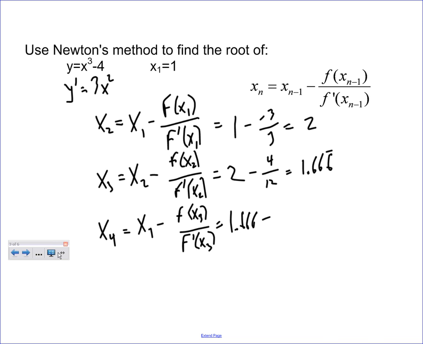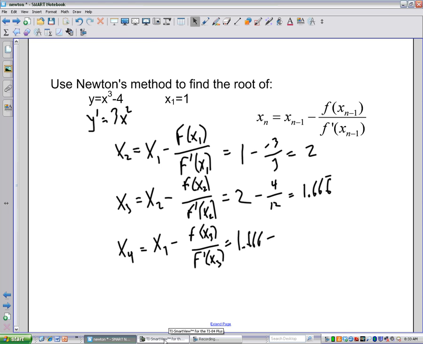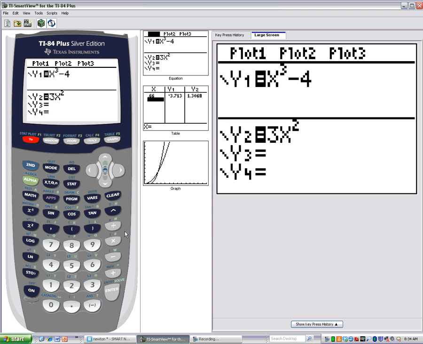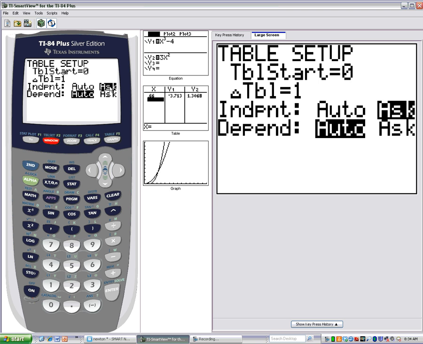I have the calculator loaded up down here. What I did is I put my function in y1, I put the derivative in y2. I set my table up. So I went to table set, and I set it so that my independent variable is on ask. So I have to type in what I want for the independent variable. It eliminates all this table start and changing the table. I just punch in the x number that I want. It automatically gives me the y numbers.